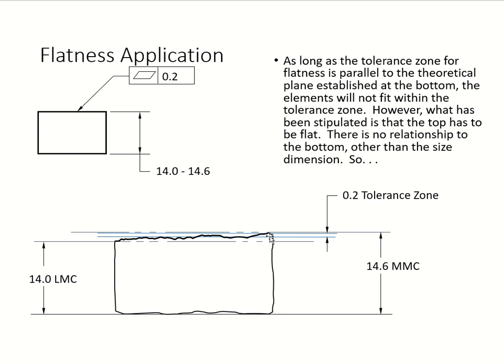But we just take it that the top is flat. There is no relationship to the bottom, other than the size dimension right here, from here to here, 0.6. You take it a little bit up right there, so that you can see the very top right portion of your surface is within this 0.2 tolerance zone. Even though it is like that, we still take it that it is flat. Okay.